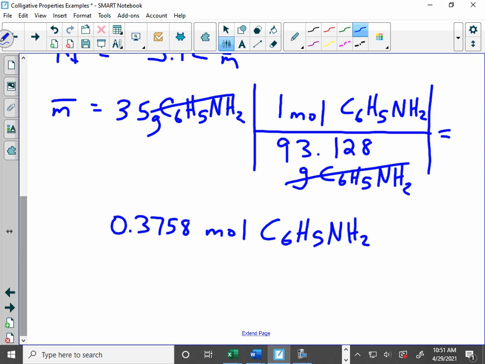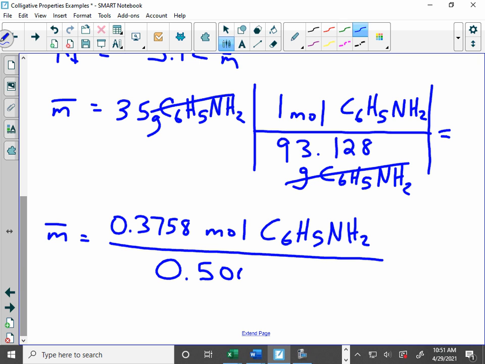Now, I don't want the moles. I'm trying to calculate the molality. So I need to divide this by the kilograms of the solvent. Well, it tells me in the problem that I have 500 grams. So 500 grams is equal to 0.500 kilograms. So when I do my math, I take my number of moles and I divide it by 0.500, and I get a value of 0.7517, and that's little m.